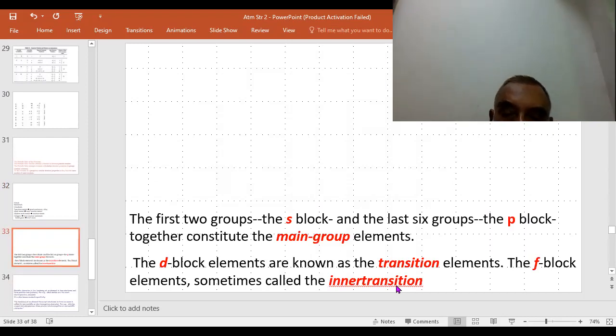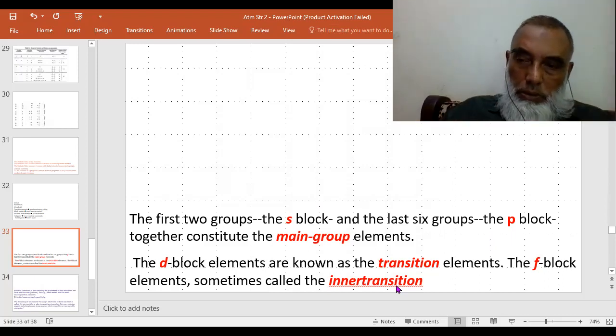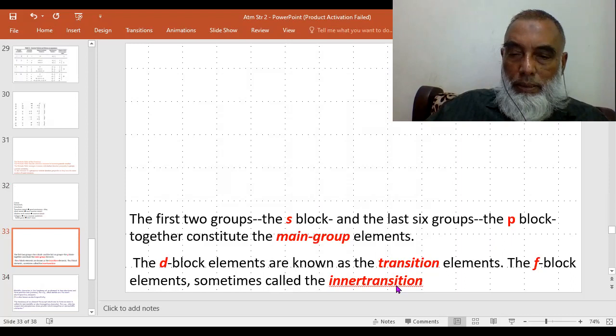The first 2 groups, that is the S block, and the last 6 groups, the P block, together constitute main group elements. These are known as representative elements. D block elements are known as transition metals, and F block elements are known as inner transition metals. The inner transition metals are again designated, the first 14 elements as lanthanides, and the second 14 elements as actinides.